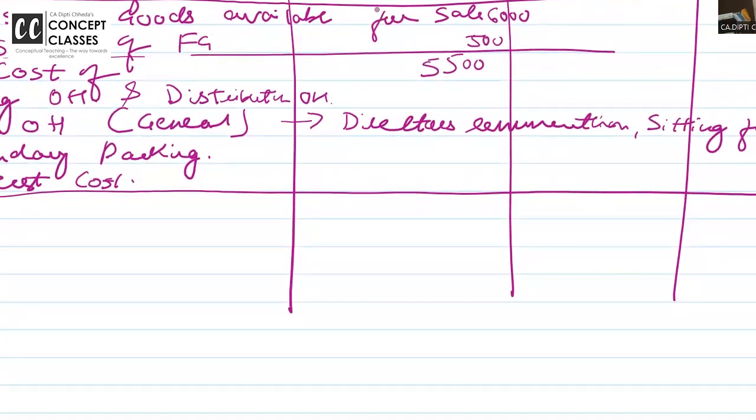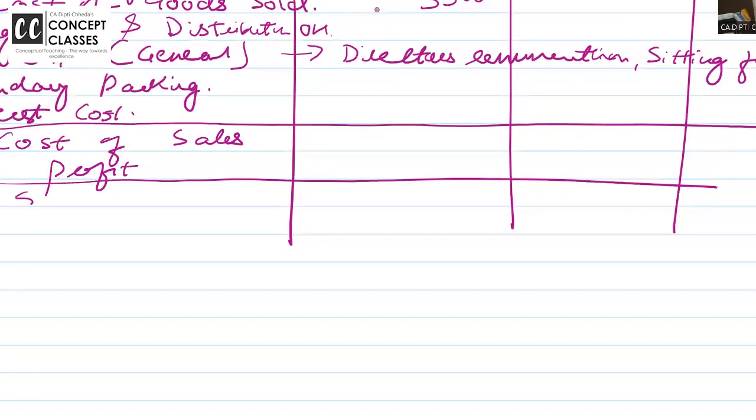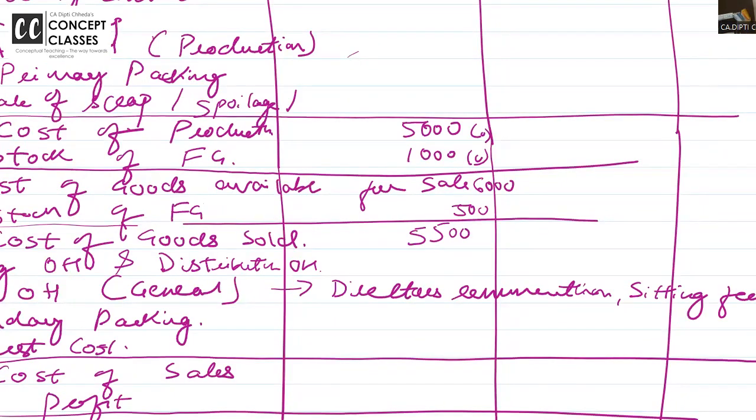Please change here. This is cost of goods available for sale. This is the cost of goods sold. How many goods are sold? 5,500. And after selling expense, what do we get? We call it cost of sales. Add profit. Profit could be 100% on cost or 100% on sales. And now what you get is your sales. Tell me, is the format clear? They can ask you this format. Meaning, not the whole problem straight, they will give you missing figures in between and they will say, find the missing figures.